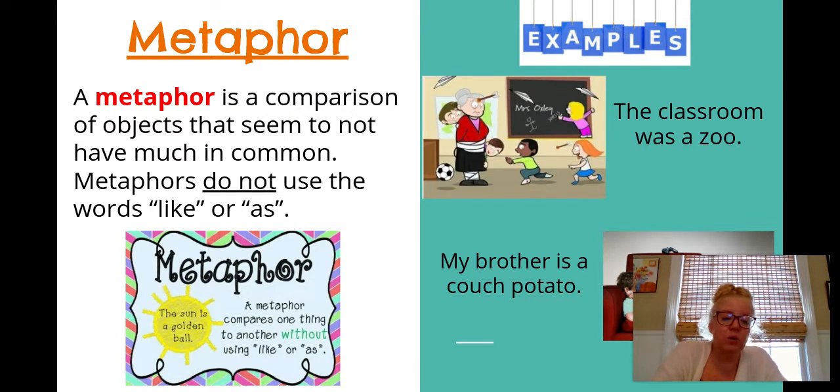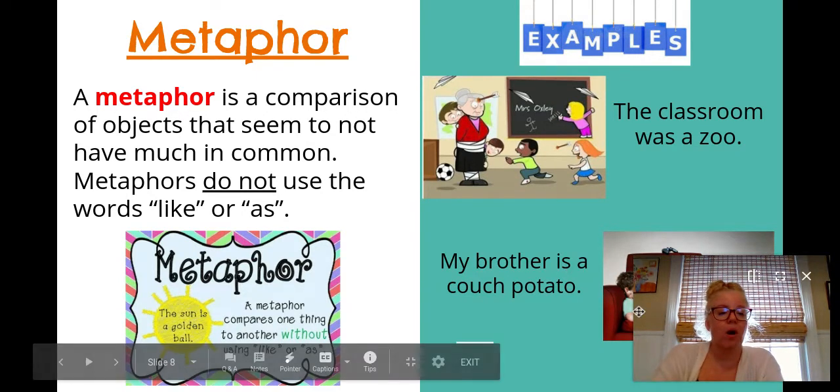So the sun, we know that the sun is not really a ball, okay? It's not really a ball the way we would think of a ball that you play with. The sun is a golden ball. This metaphor is saying that the sun and a ball are alike, but it does not use the word like or as. It's almost saying that that object is that other thing. The sun is a golden ball.